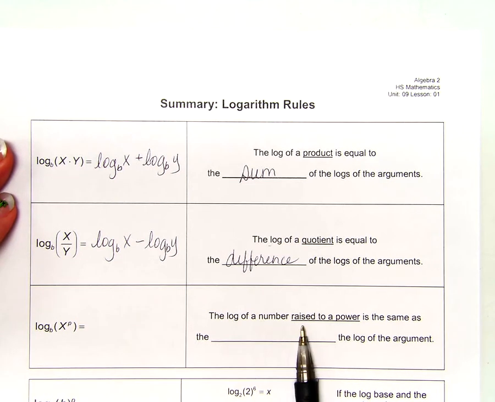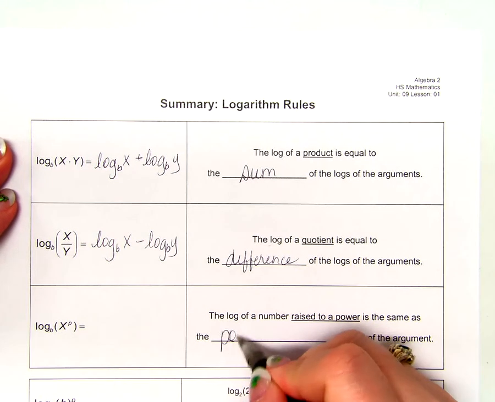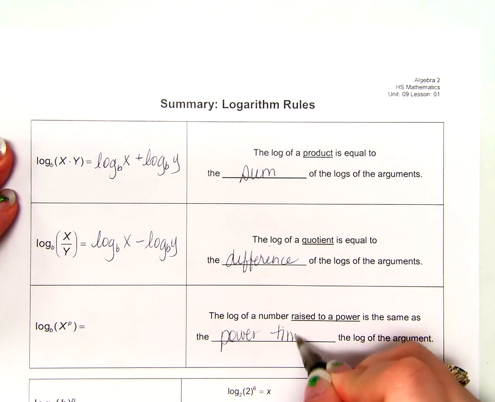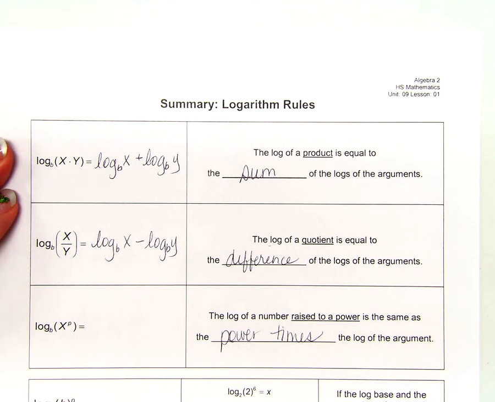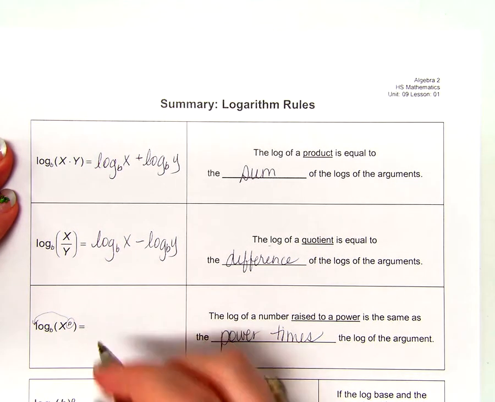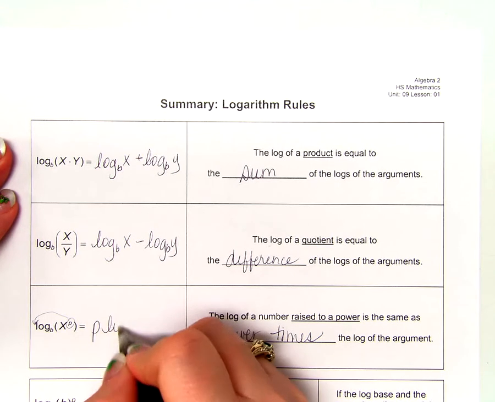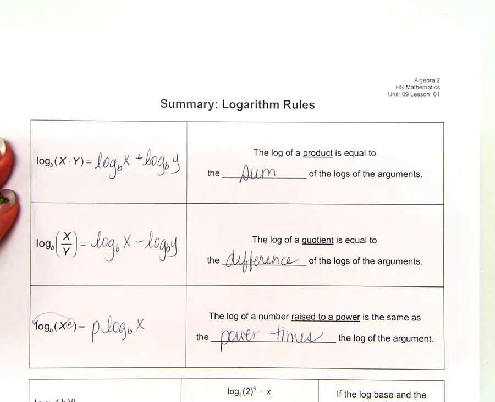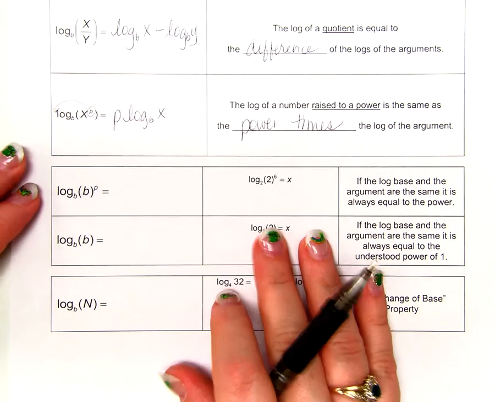The log of a number raised to a power is the same as the power times the log of the argument. So this is where we would take that exponent and bring it down in front as a multiplier. So p log base b of x. Okay? Those are three of the ones that we've really focused on and concentrated on. Okay? These other three down here are just really good to know.